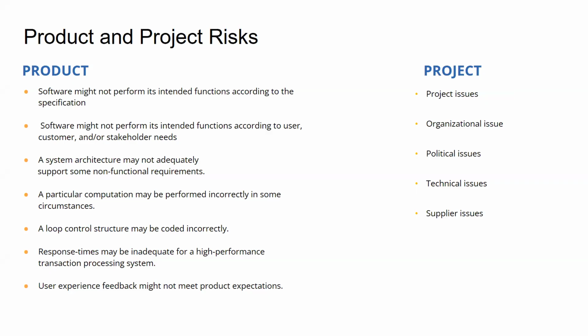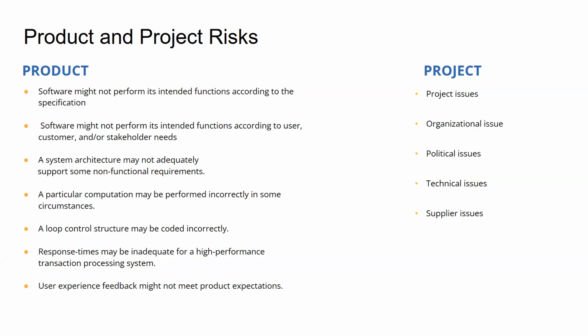Under the product risk, a software might not perform its intended function according to the specification. System architecture may not adequately support some non-functional requirement. Loop control structure may be coded incorrectly. Response time may be inadequate for a high performance transaction processing system. So these are the things that can go wrong in our product, right? The product that we are building. User experience feedback might not meet the product expectation.